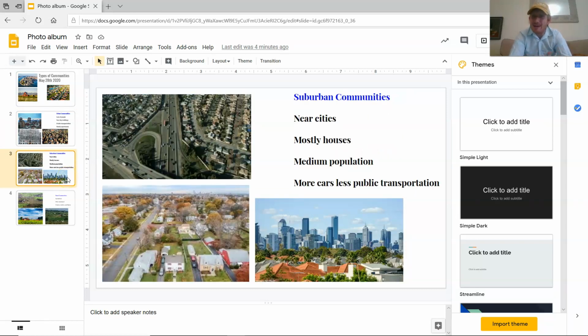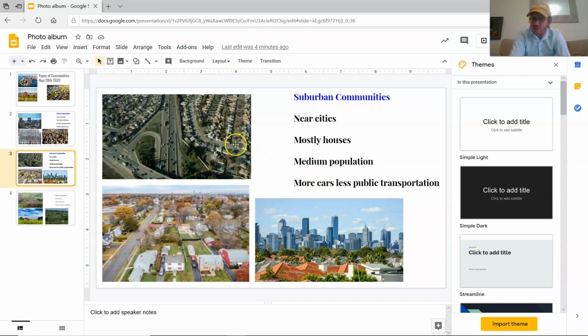The second type of community is a suburban community. Suburban communities are often very near cities. They mostly have houses, although they can have apartments. They have a medium-sized population, so not a lot of people, but not a little bit either. And more people have cars, and there's not that much public transportation.